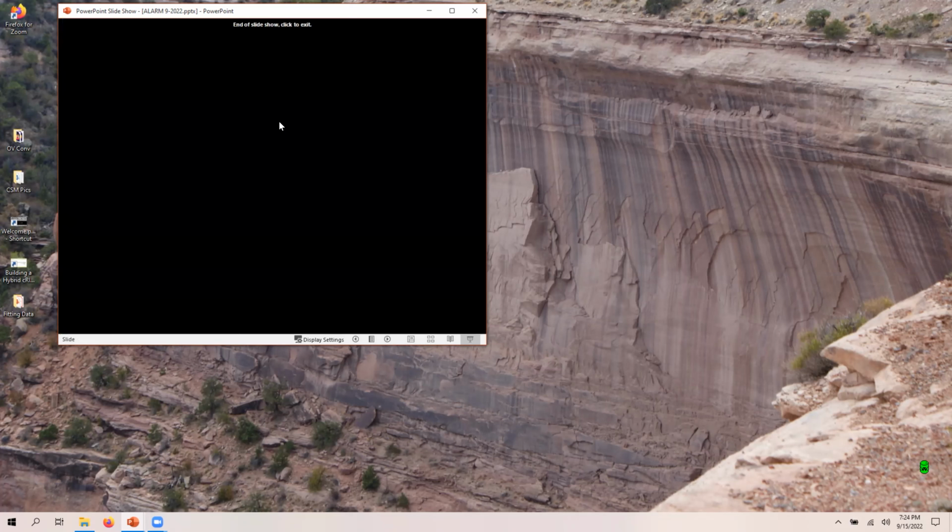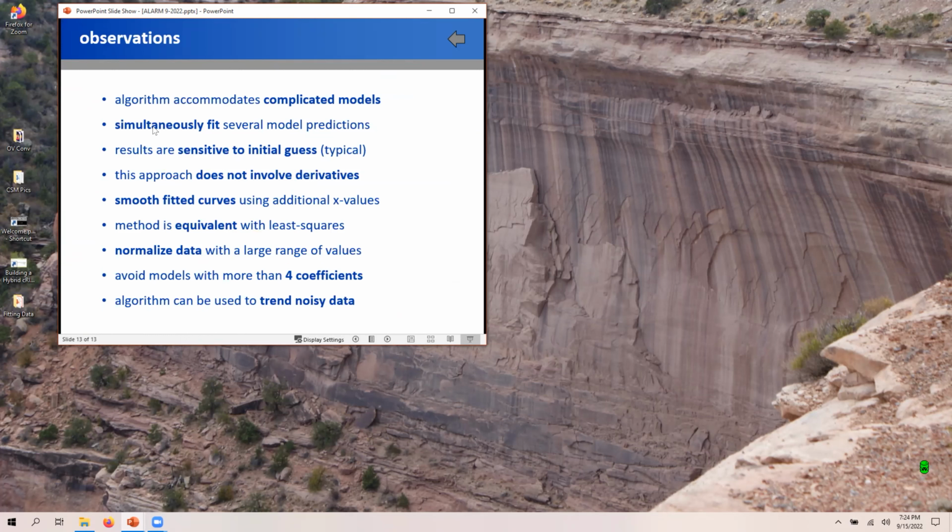So, quick observations. This is not limited to any level of complexity. If you can write a VI, you have it. There's no complicated algorithm in the background. You control the algorithm. You can simultaneously fit using the way I suggested. It's sensitive to initial guess, but that's true of every fit, however you do it. It does not involve derivatives, and one of the problems with derivatives is that they make curves more singular.